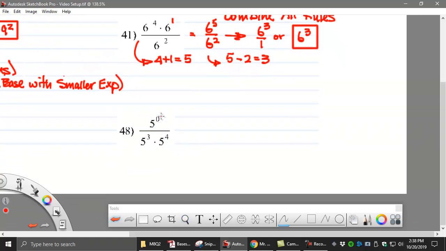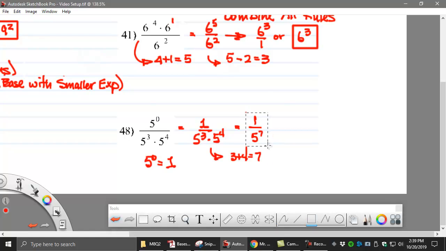Now remember 5 to the 0 power, anything to the 0 power. Don't forget that. That's a tricky one. That will go to 1. So I have 1 divided by 5 to the 3rd times 5 to the 4th. Now we're multiplying like bases on the bottom, so we don't subtract them here. They're both on the bottom, so that's 5 to the 3, and 3 plus 4 will give me the 7. So that will end up as 5 to the 7th power on the bottom, and then that 1 stays on top. So those are your rules, and thanks for watching.